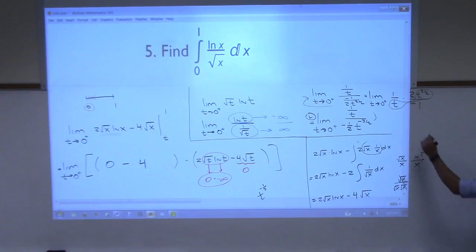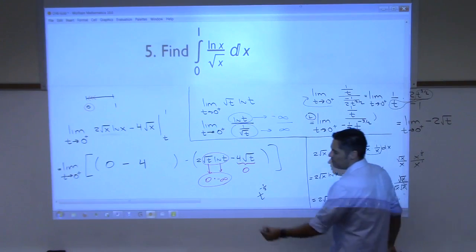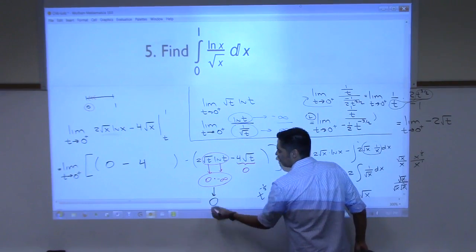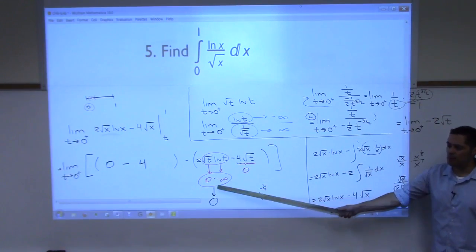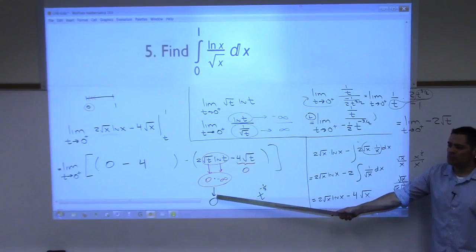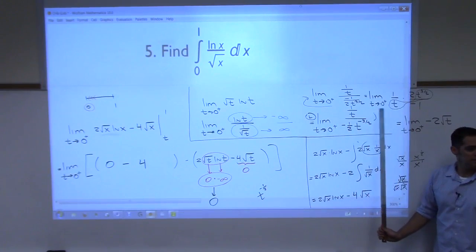So at the end of the day here, I get the limit as t goes to 0 from the right. I have a 2, I have a negative 1. So negative 2, then I have a t to the 1/2, which is root t. And that limit goes to 0. So this goes to 0. So again, on the exam, if you run into this, I need to see this, okay? You can't just say that that goes to 0 with no evidence supporting it.